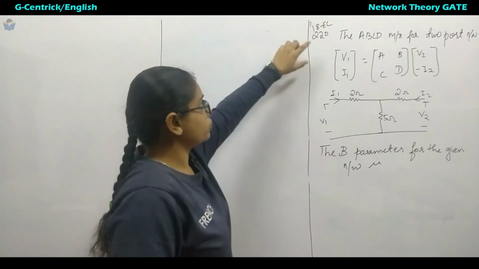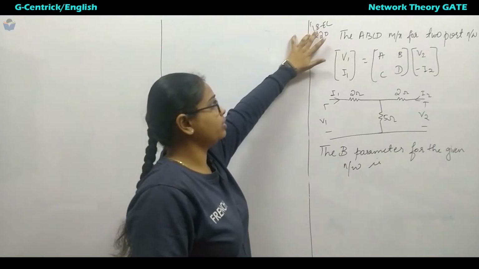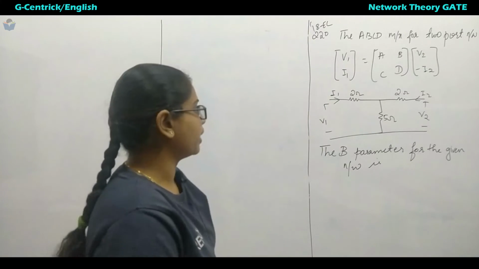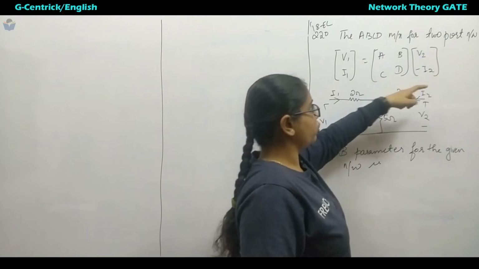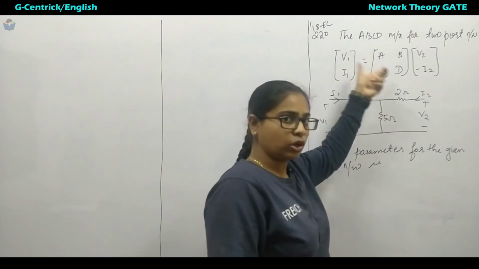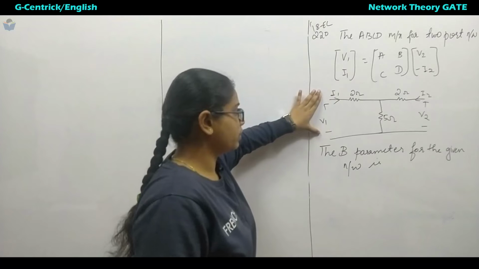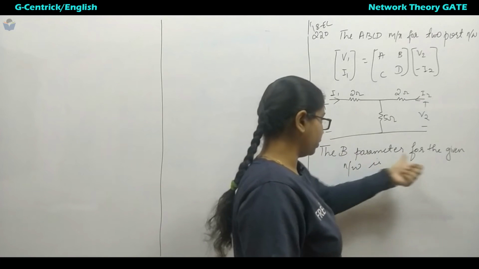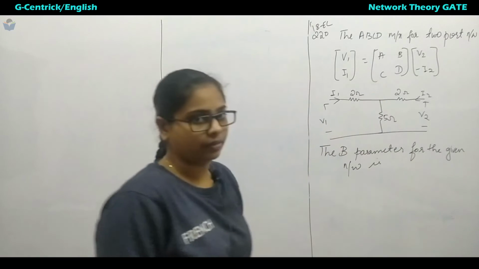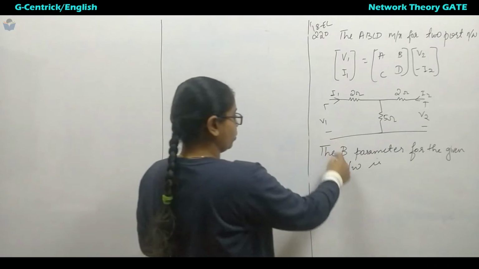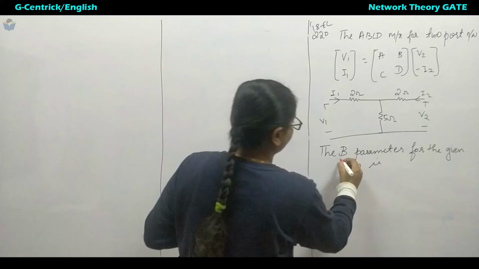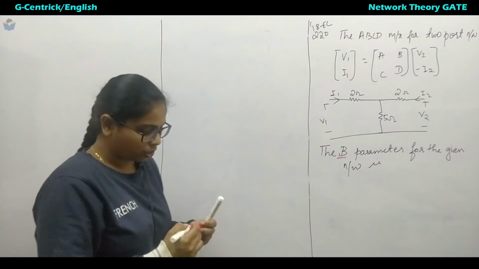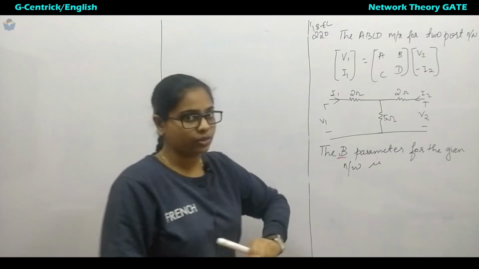We will come to question number 220, which was asked in GATE 2018 in the electronics branch. The ABCD matrix for a two-port network is given, which we already know. And they have given this circuit, which is again a T shape. They have asked us to find the B parameter for the given network. So they have asked only one parameter, that is the B parameter. Now how to proceed? There are two ways to proceed.